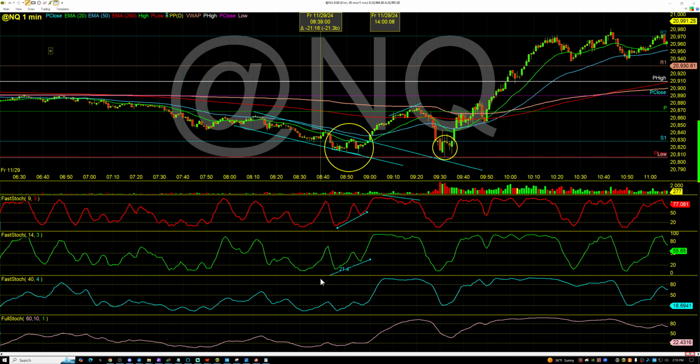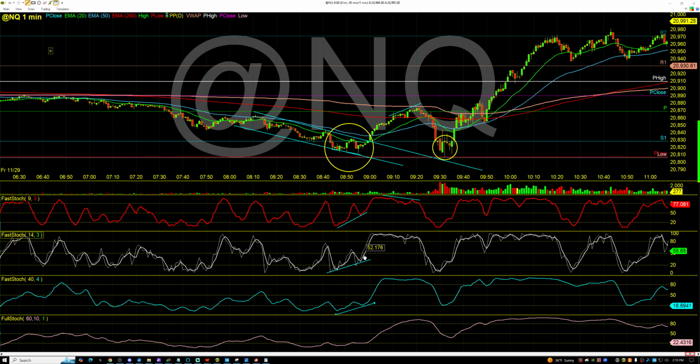All right. And we use our multiple time frames on here because the better the setup, the more we're going to have that same setup on multiple time frames. We have the 9-3, 14-3, 44, and the 60-10. So we wait for this setup. This is as close as we're going to get to the holy grail right here.